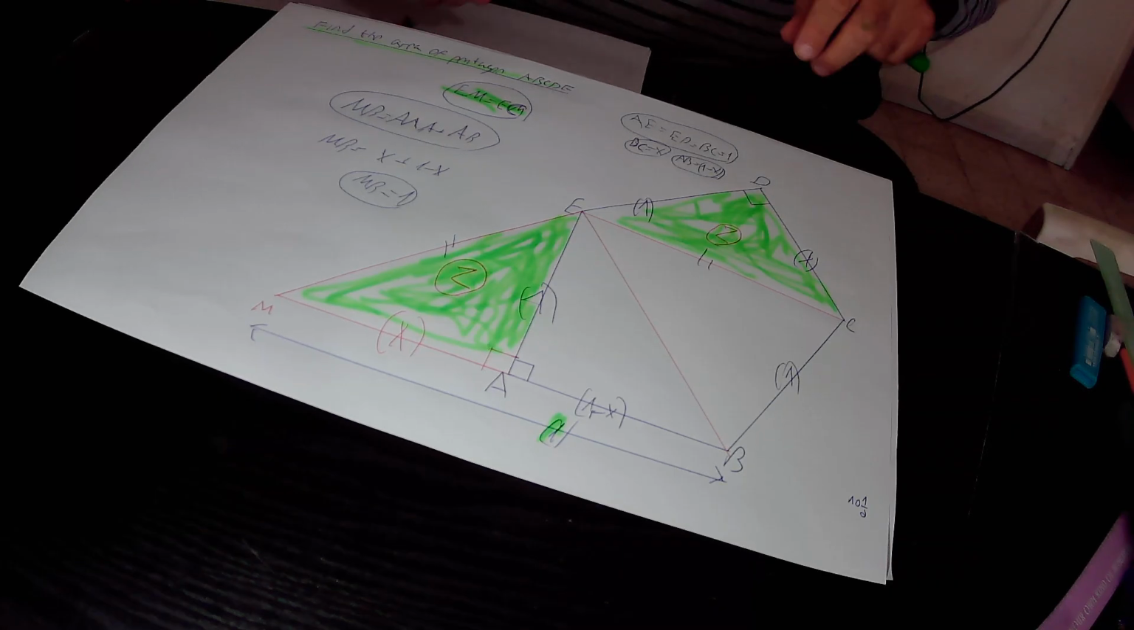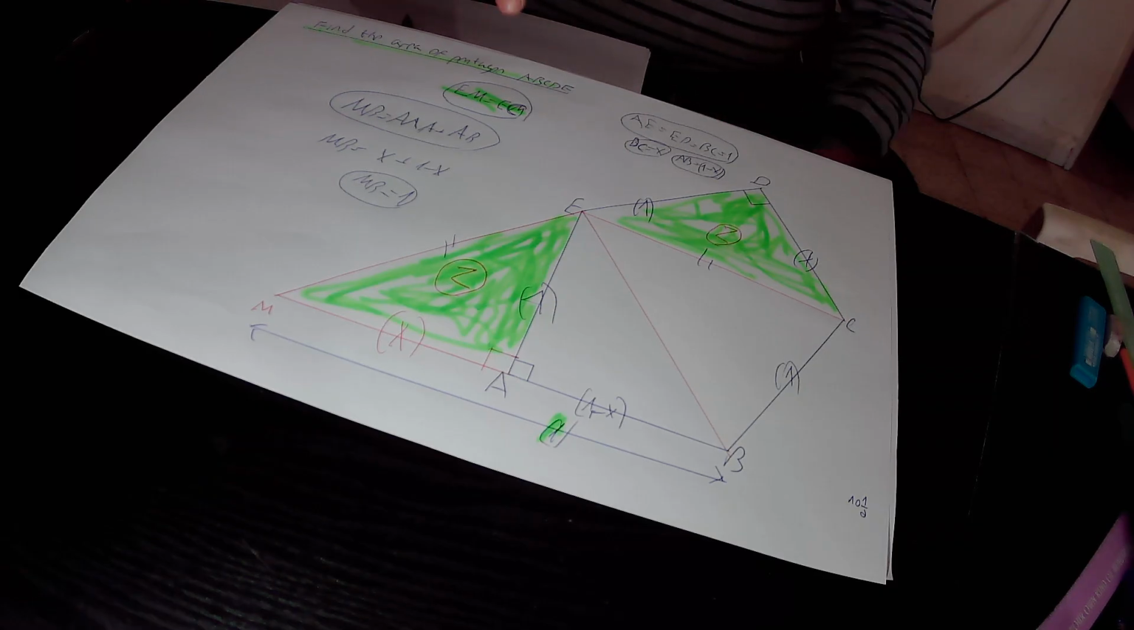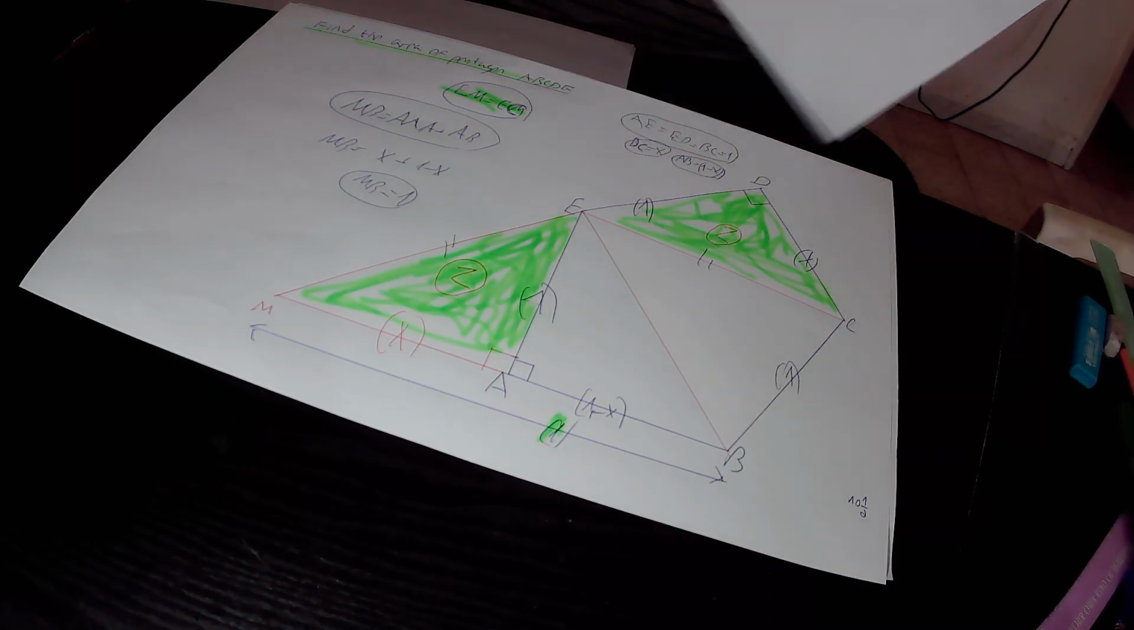And from the fact that those two triangles can go into each other, we realize that they also have the same areas. So the area of triangle EMB is equal to the area of triangle EBC, because they can go into each other.